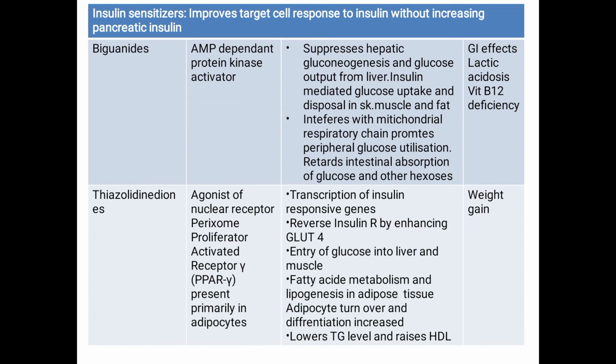So why is all this happening? It is to prevent fatty acid from being the major source of energy. If fatty acid is used as energy, then glucose will be building up, right? So that's why we promote lipogenesis and fatty acid storage in the adipose tissue, so that fatty acid will not be used as a major source of energy, and also adipocyte turnover and differentiation will be increased.